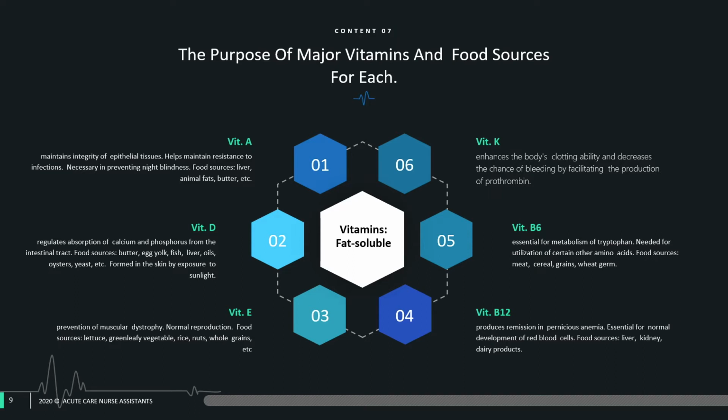Vitamin B6, essential for metabolism of tryptophan, needed for utilization of certain other amino acids. Food sources: meat, cereal, grains, and wheat germ. Vitamin B12 produces remission in pernicious anemia, essential for normal development of red blood cells. Food sources: liver, kidney, and dairy products.